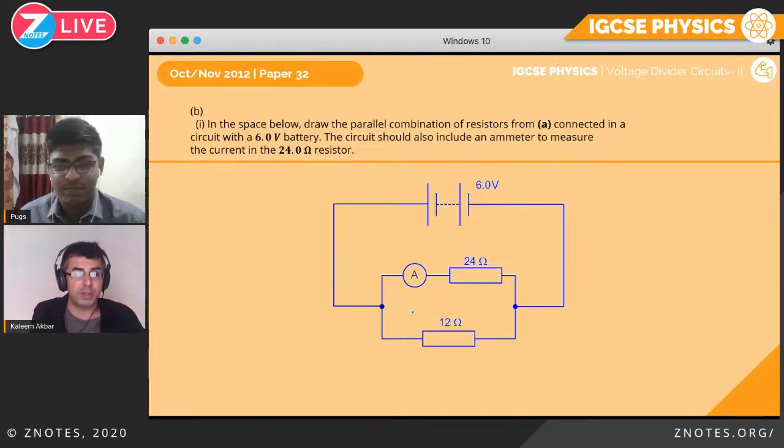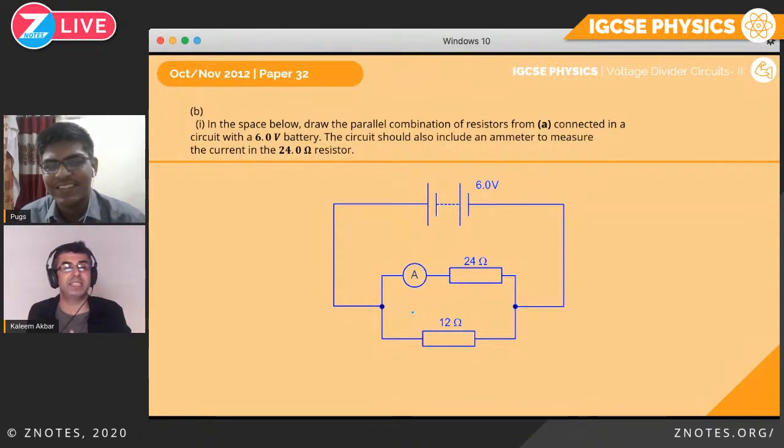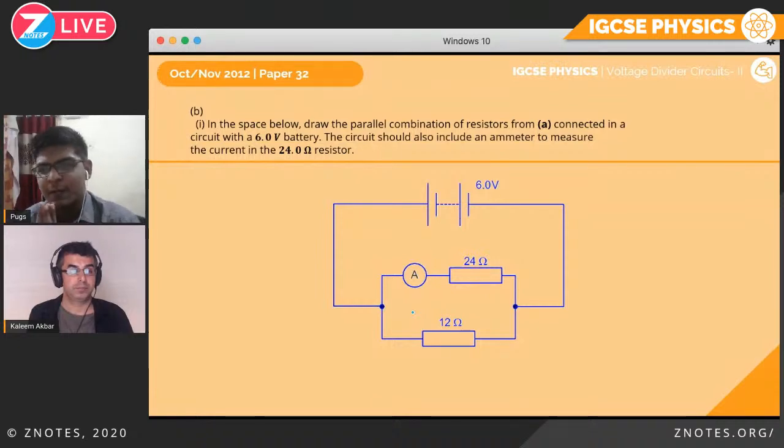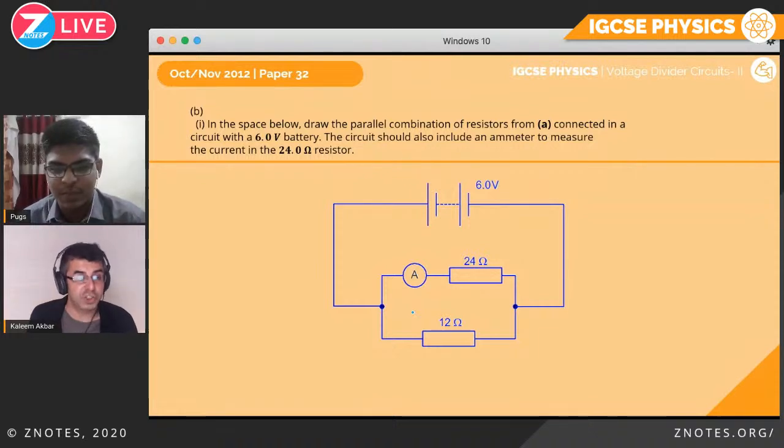No, I'm not trying to be twisted here, Pugs, but this is very similar to the very first circuit we did, except it's missing something. I'm going to try my luck. There's one thing that's different: obviously there's 24 ohms and 12. Okay, but I still want to go ahead and guess 6 volts. Is it 6 volts, guys? And why wasn't it 6 volts in the very first circuit?